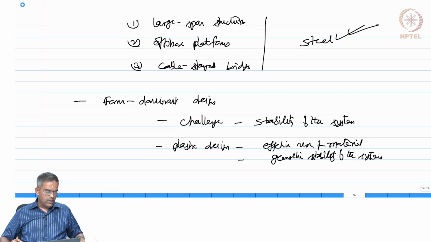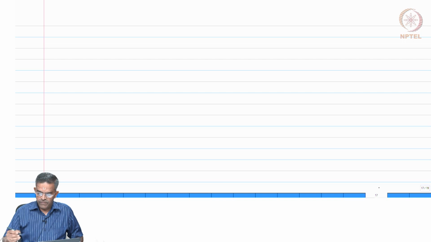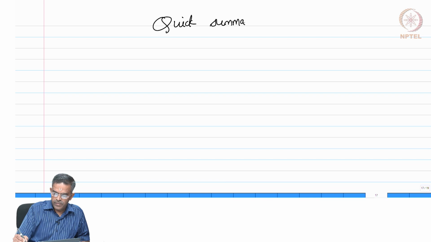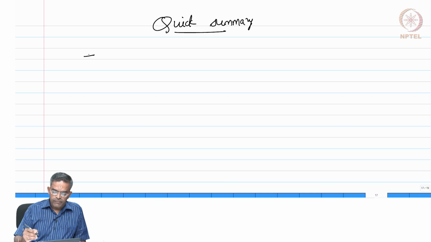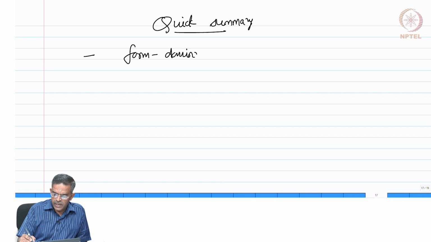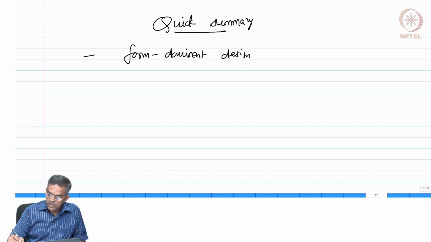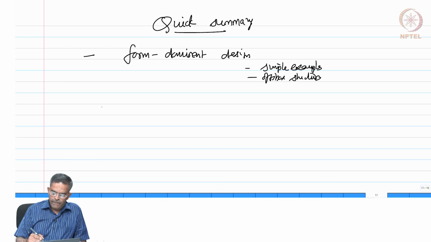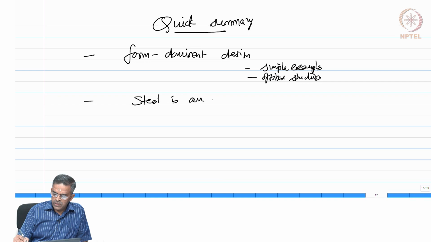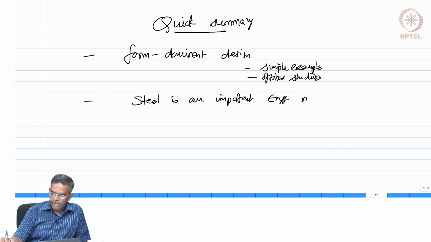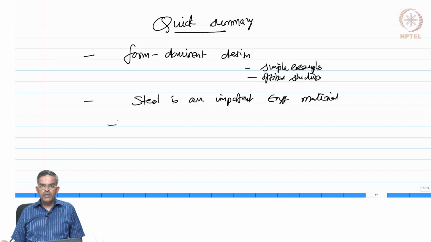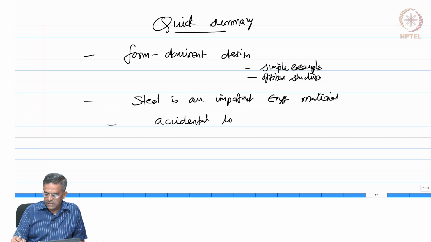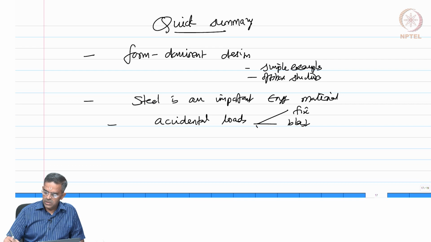So friends, in this lecture, we learned a few things. We understood the importance of form dominant design from simple examples to offshore structural examples. We have understood why steel is an important engineering material. We have also understood and we are curious to learn about the accidental loads that can occur on cross sections such as fire, blast loads, explosion loads, etc.